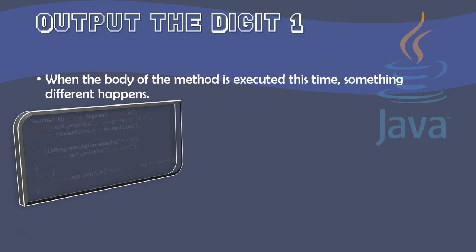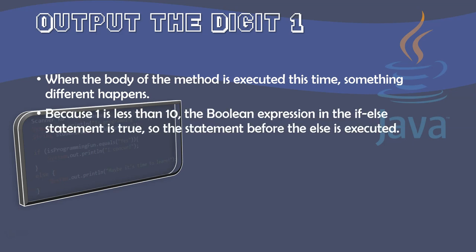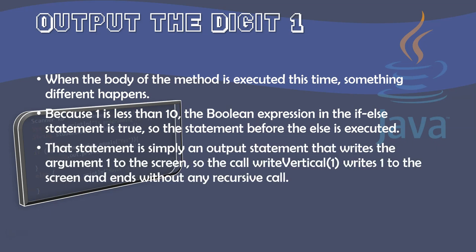When the body of the method is executed, something different happens versus what we've been doing for our last few iterations. Because 1 is less than 10, the Boolean expression in the if-else statement is true, so the statement before the else is executed. The statement is simply an output statement that writes the argument 1 to the screen, so the call writeVertical 1 writes 1 to the screen and ends without any recursive call.